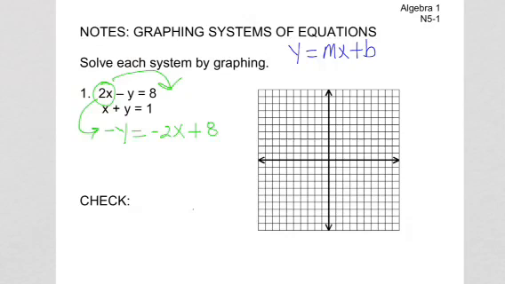Now, we want that to be a positive y, so what we need to do is divide through by negative 1. Basically, we change the signs on everything. That's what dividing through by negative 1 does, it changes all of the signs. Remember, if you do one thing to one side of the equation, you have to do it to both. So the equation has to be what we call balanced. So we have y equals 2x minus 8. So that's how it changes once we divide through by that negative 1.